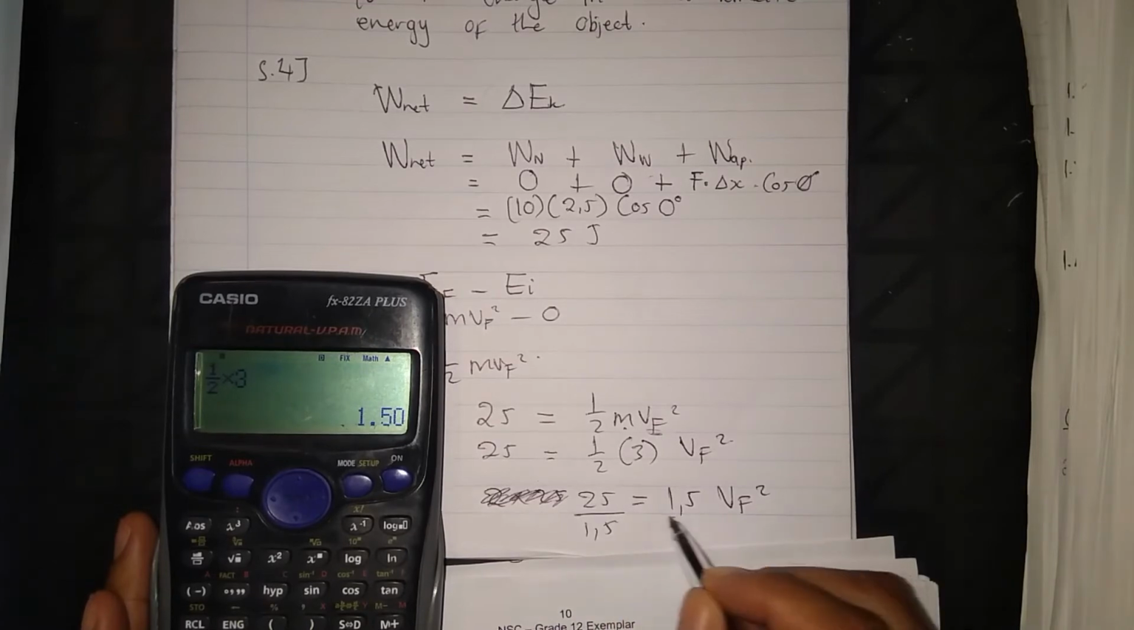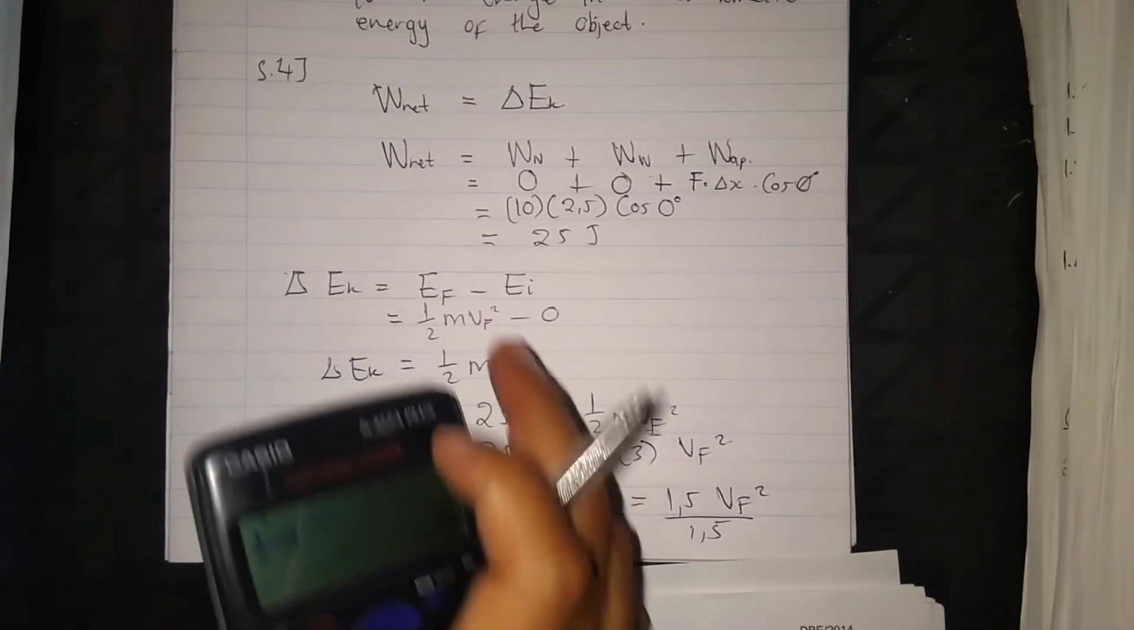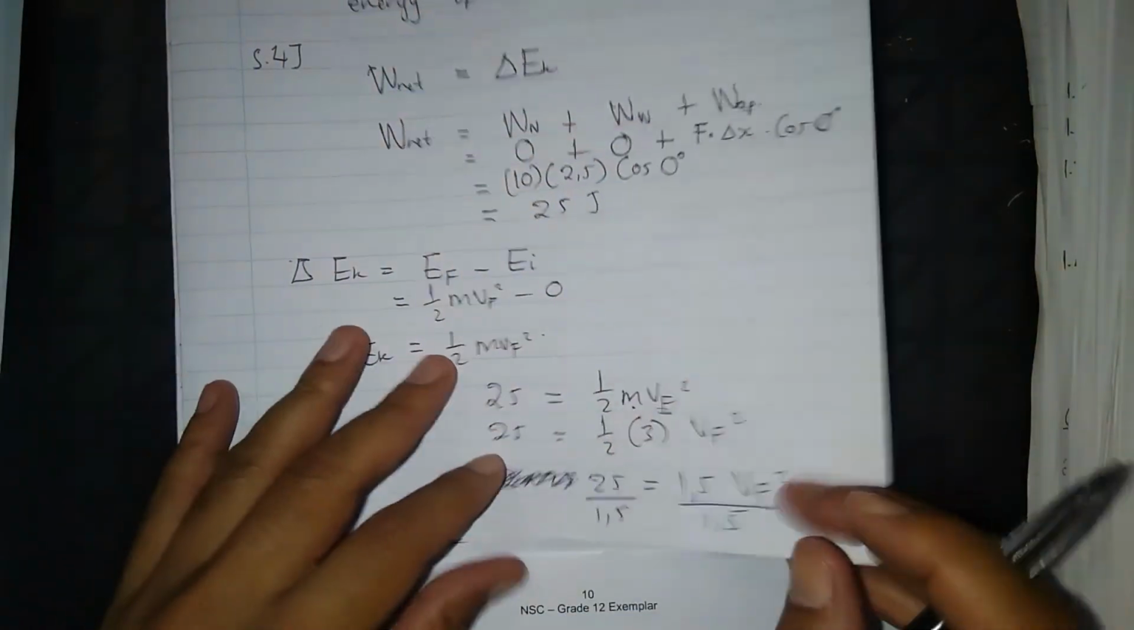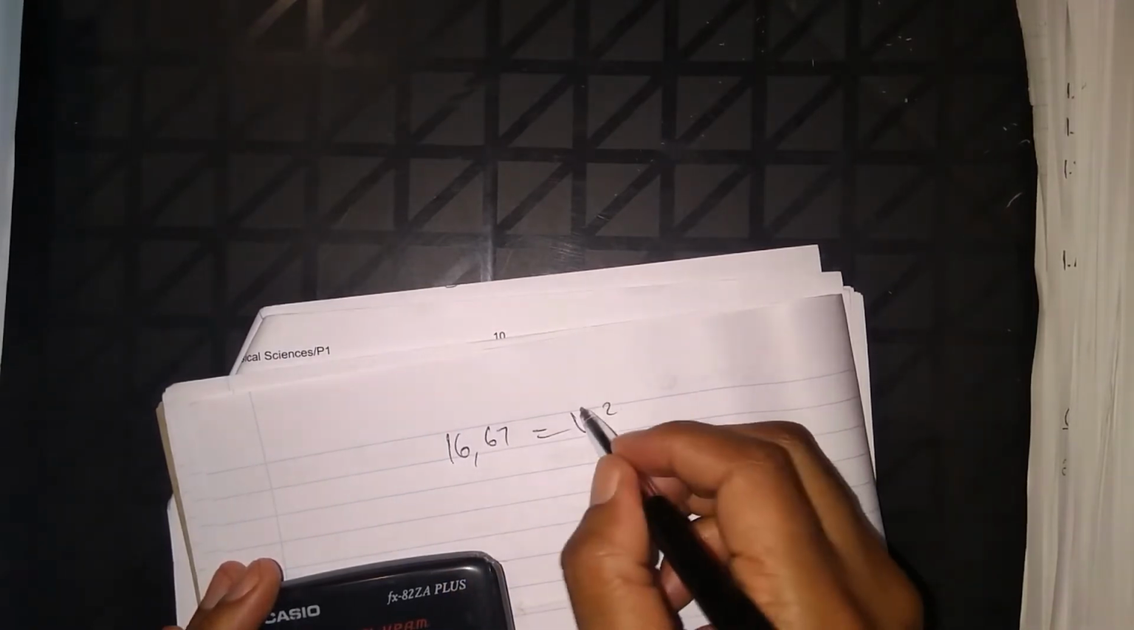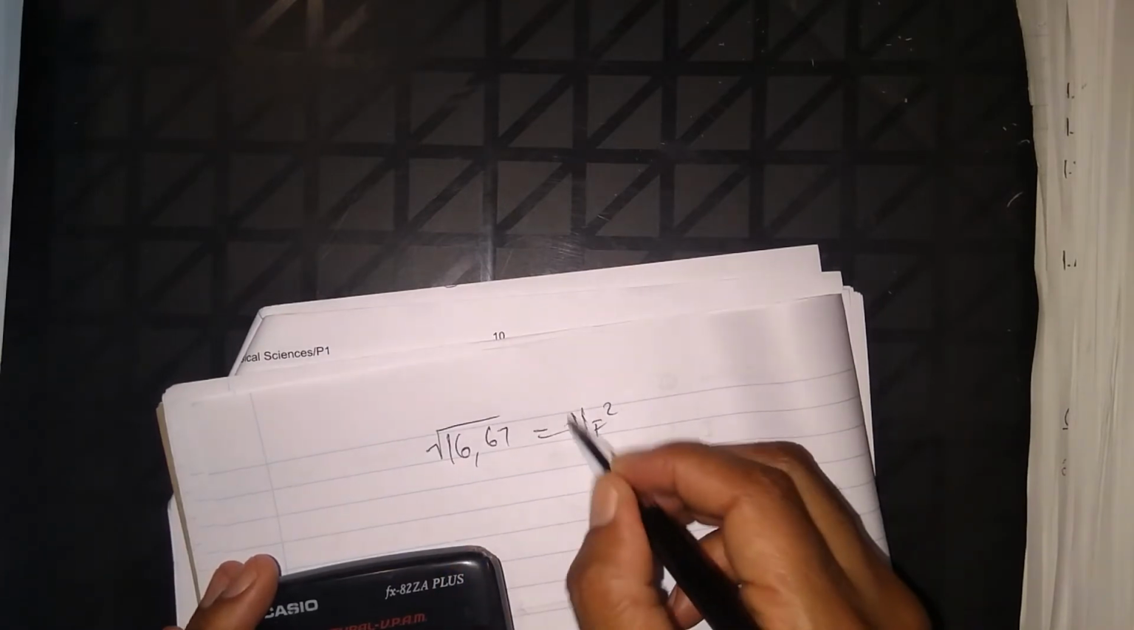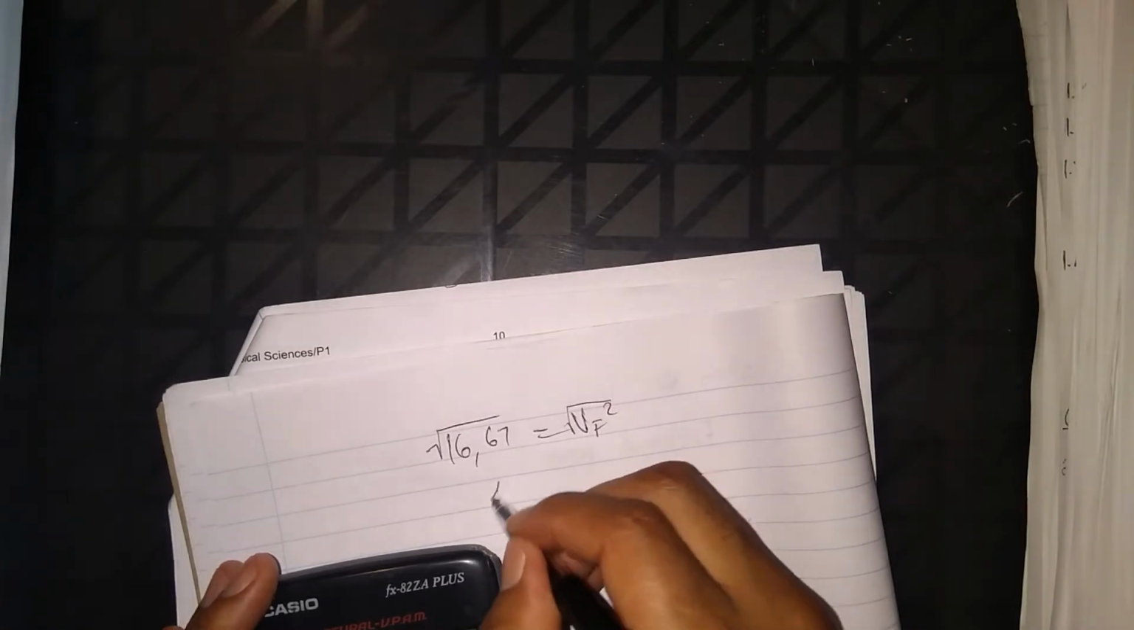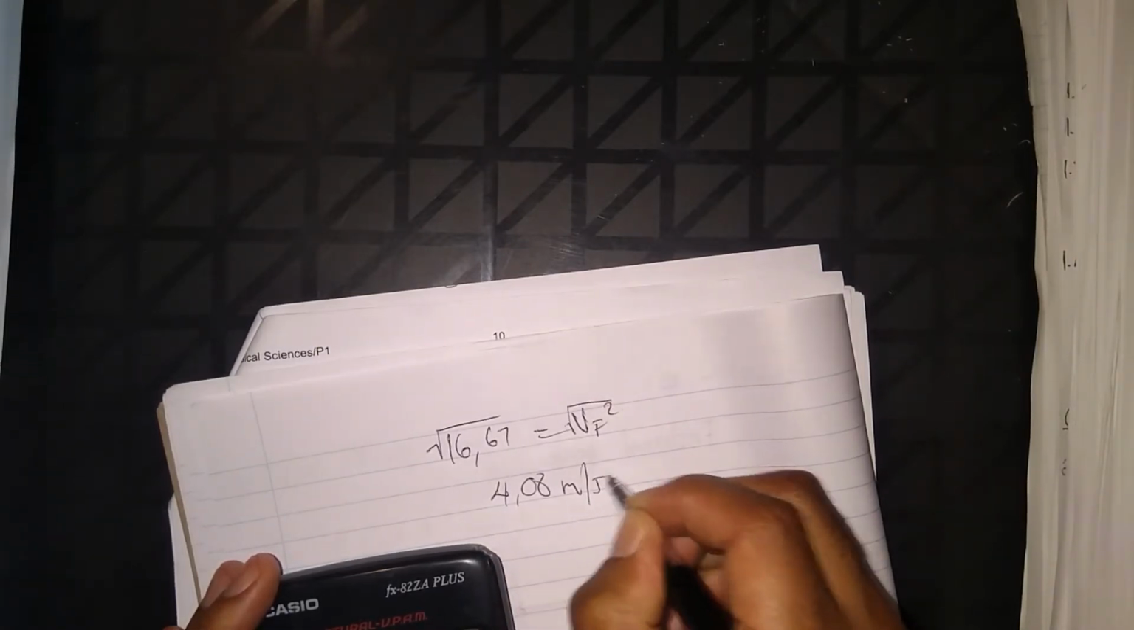So it's 25 equal to 1.5 V final squared. Divide both sides by 1.5 to solve for V F squared. 25 divided by 1.5 is 16.67, which is equal to V F squared. Now take the square root of both sides: the square root of 16.67 is 4.08 meters per second. This is the final velocity.